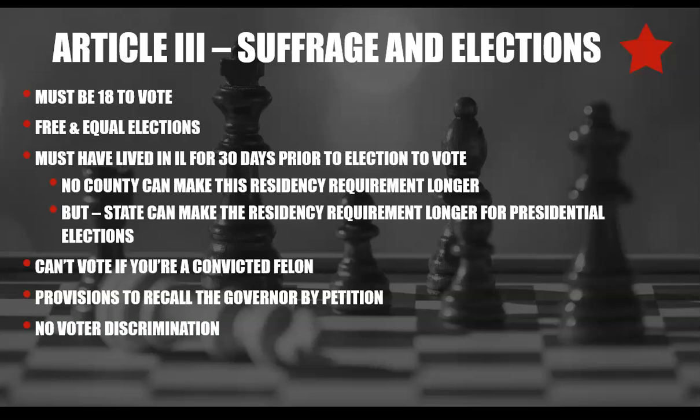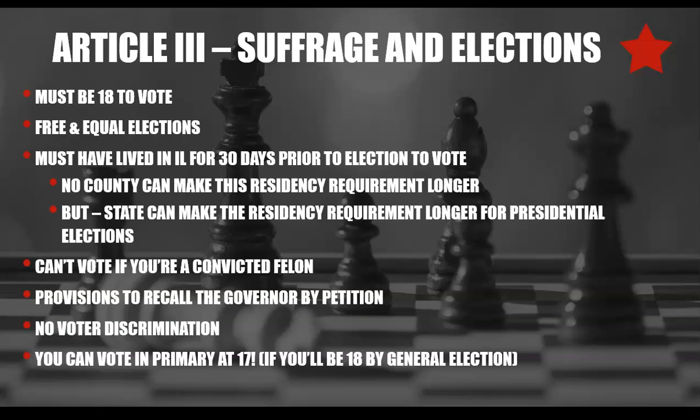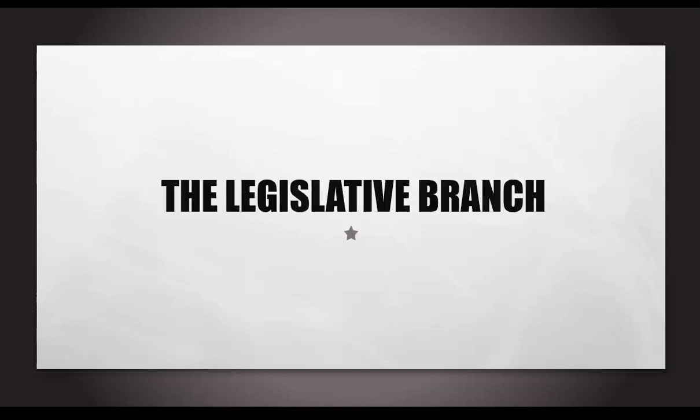Also, interestingly enough, here in Illinois, you can vote in a primary if you are 17 years old. So every single person in this class actually has the right to vote. So everybody should be registering to vote. As long as you'll be 18 by the time that the general election rolls around, Illinois law provides that you can vote in the primary. All right, now let's get into the branches of government. I'm going to give you an overview of what the Constitution says about the legislative branch, and that's where we'll wrap it up today.